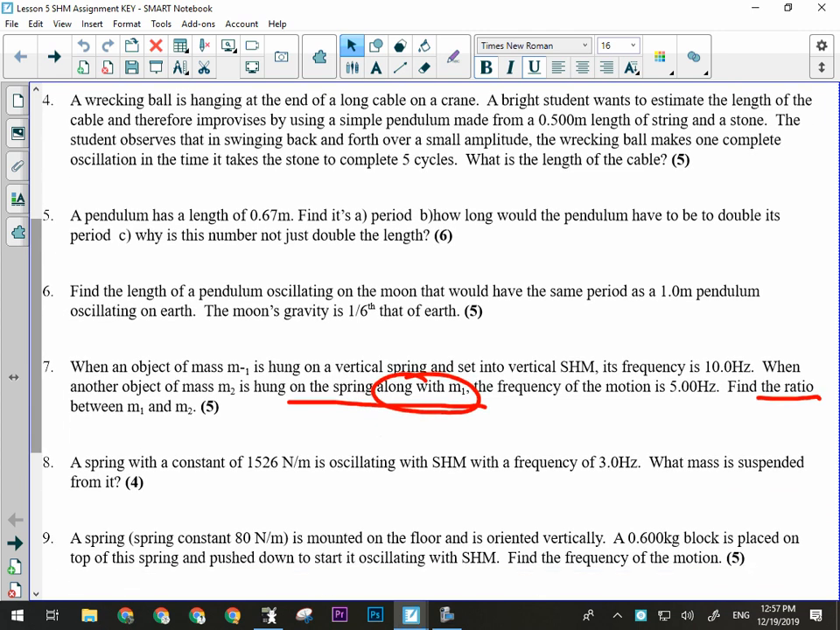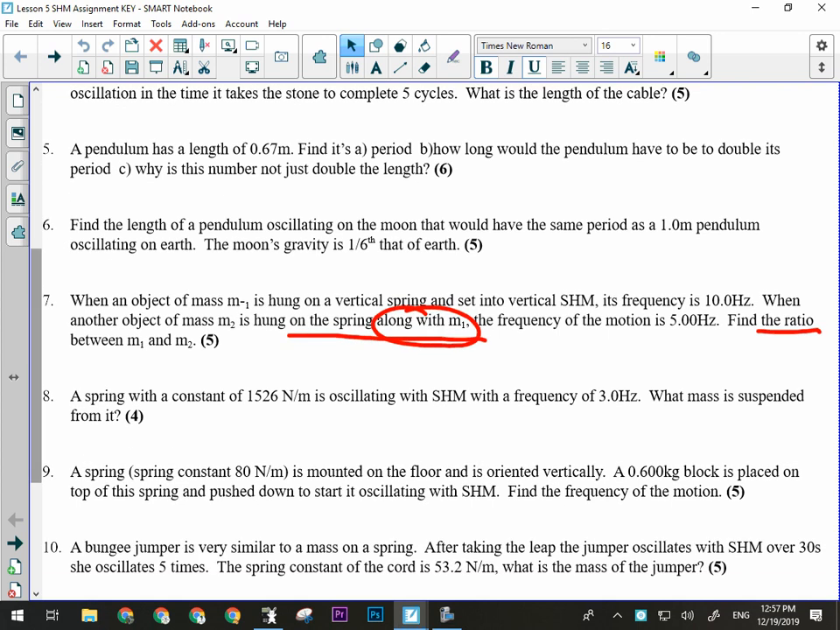Question number 5, again, a pendulum question. You're looking for its period, then how long it would have to be to double its period, and an explanation as to why that number is not just double the length. So spoiler alert, it's not double the length. Number 6, pendulum questions. Gee, there's a lot of them. You're looking for the length of a pendulum oscillating on the moon that has the same period as the pendulum oscillating on the Earth, remembering that the moon's gravity is 1/6 that of Earth.